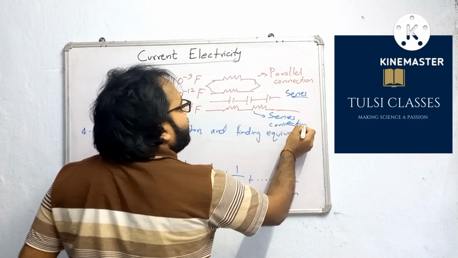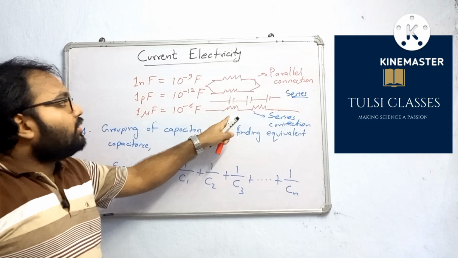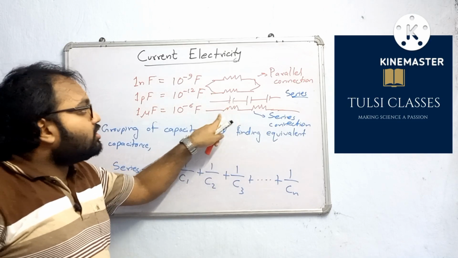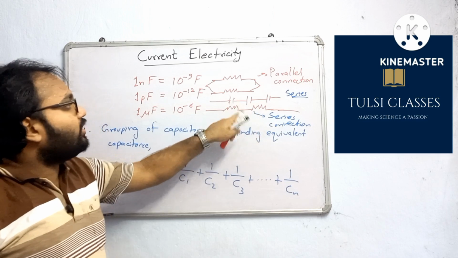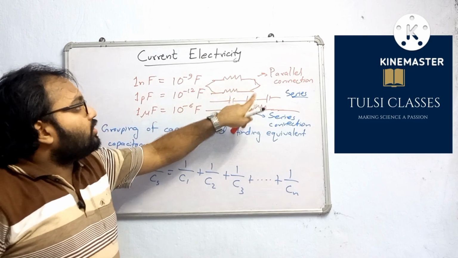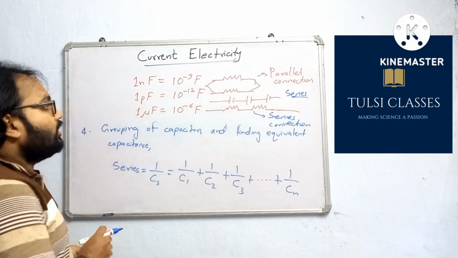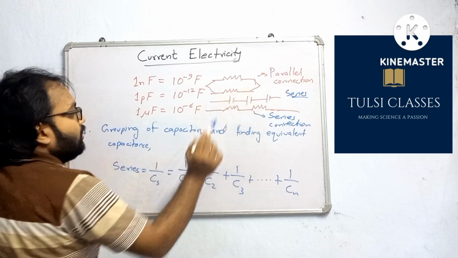Okay friends, series connection. In this way, as this is the symbol for resistor, you will find the symbol for capacitor. In this way, this is parallel combination of capacitor, and in the same way, if we will remove the symbol, sorry, this will become parallel connection, and this is series connection by mistake. Okay, series and parallel I have written.